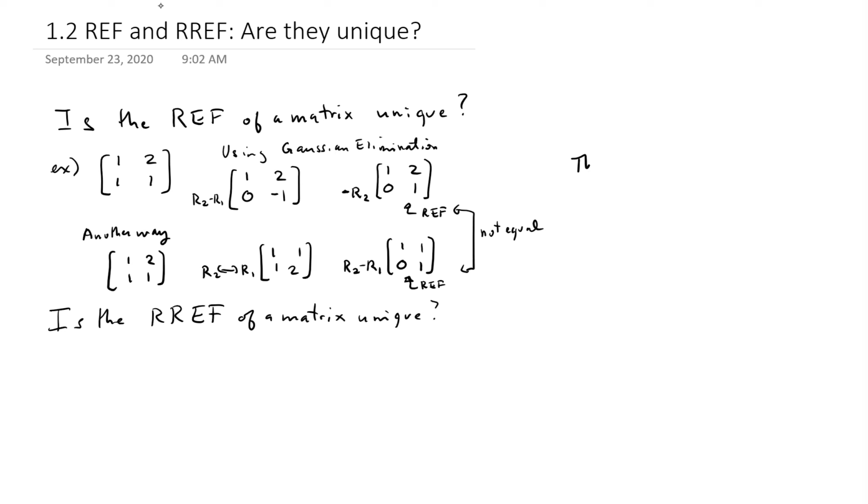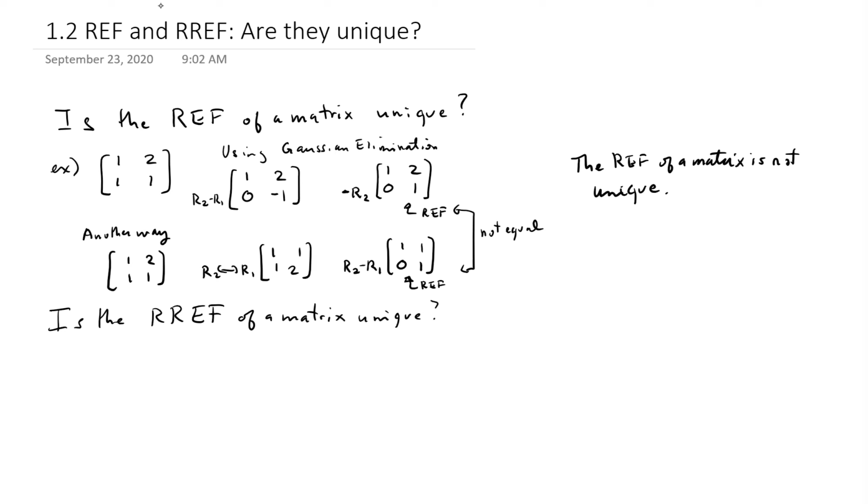So this is a simple example that shows you that the row echelon form of a matrix is not unique. And I've proved it with an example because I'm showing you an example where it's not unique. If it were unique, it would be unique for all matrices. Well, here's a matrix where it's not unique, so that shows that row echelon form is not always unique.